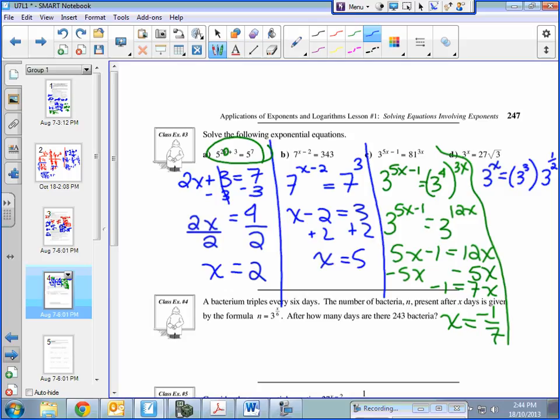Okay, so now I have 3 to the x equals 3 cubed times 3 to the 1/2. If I have a power times a power, what do I do to the exponents? You add the exponents. So 3 plus 1/2, which is 7 halves.